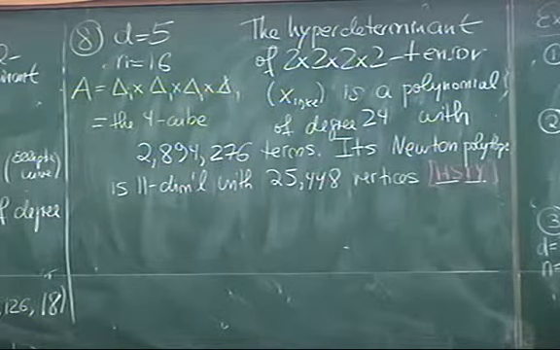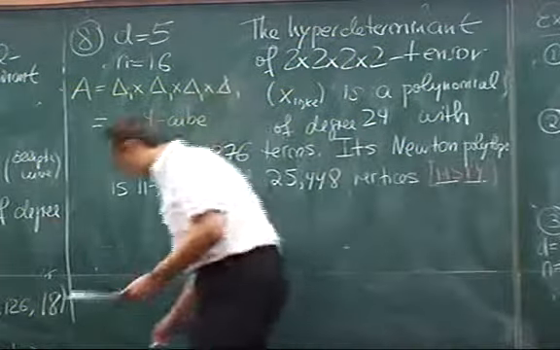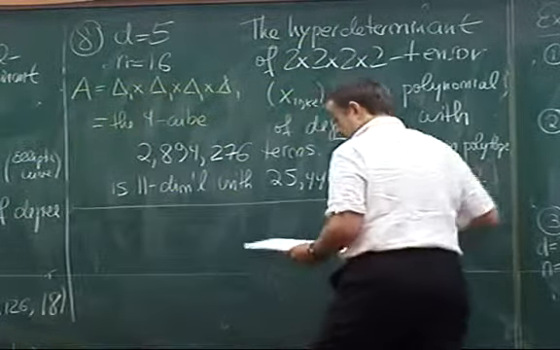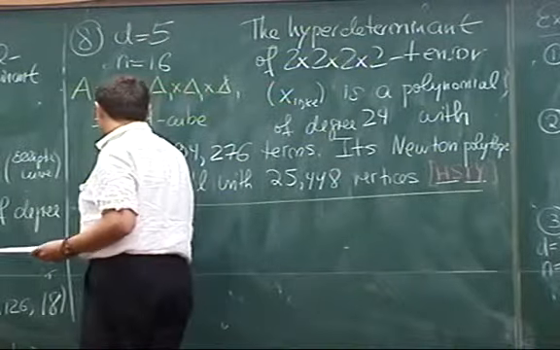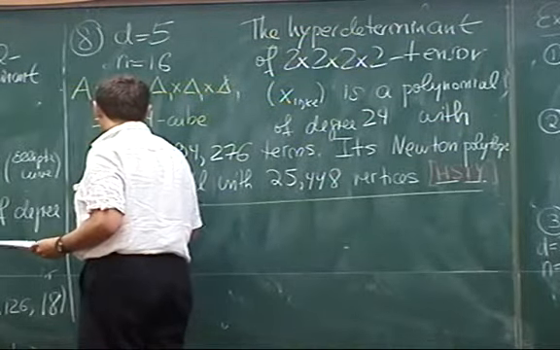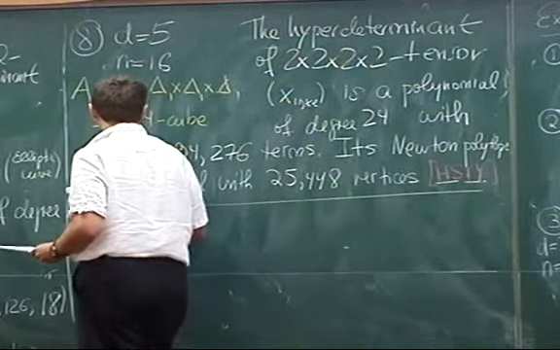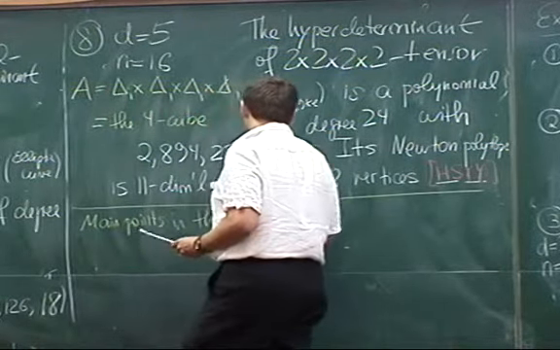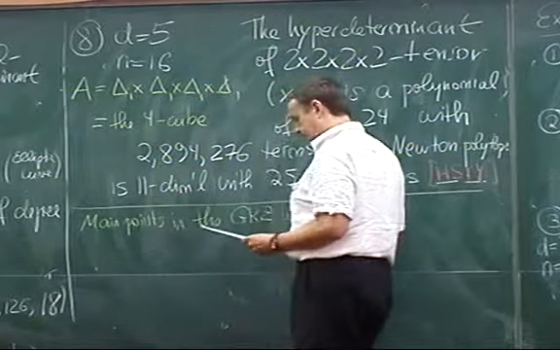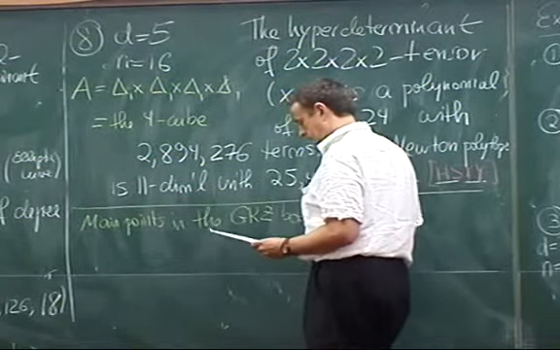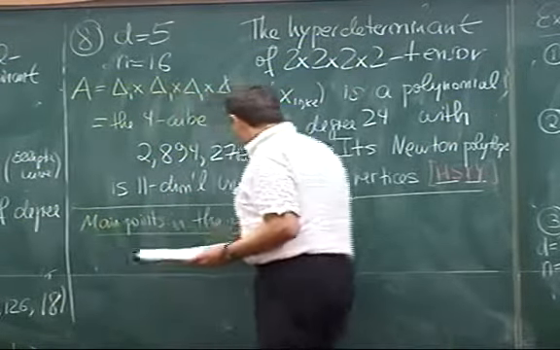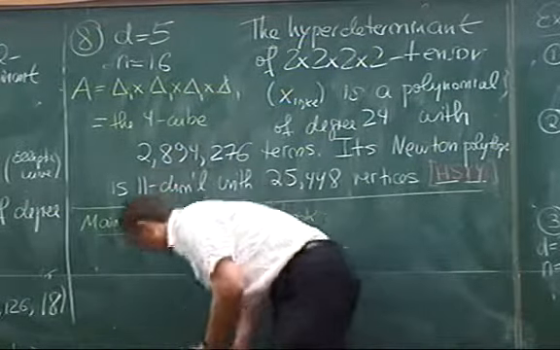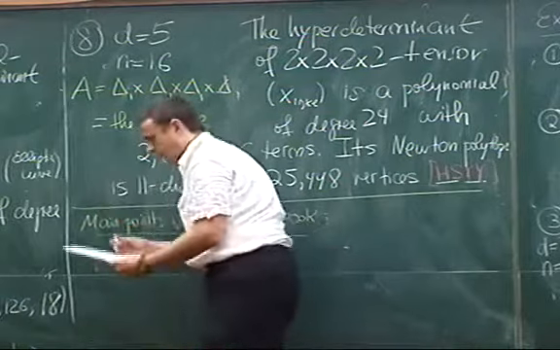So let me say a few things about the Gelfand-Kapranov-Zelevinsky book. What's the book about? What are the points of this book? So, main points in the GKZ book. Well, the way I see it, there are 4 main points. Let me summarize the main points.